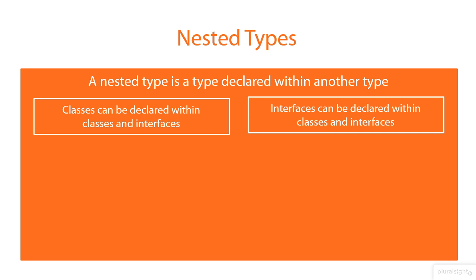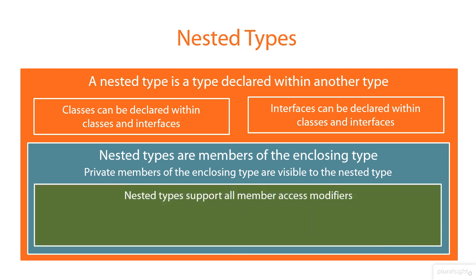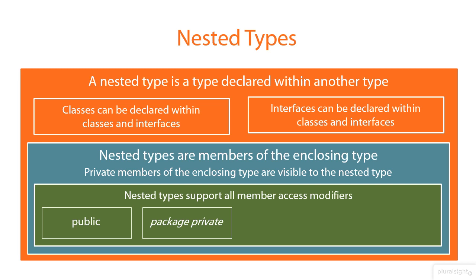When you nest one type inside of another, the nested type is actually a member of its enclosing type. So what that means is that the nested type actually has visibility of private members of its enclosing type. Also, as a member, it can have all the member access modifiers. All right, so a nested class can of course be public or package private just as a top level class, but you can also have a nested class that is protected, meaning that it would only be accessible by classes that inherit from its enclosing class. Or it can even be private, so you can have a class that's only visible to the class in which it's contained.